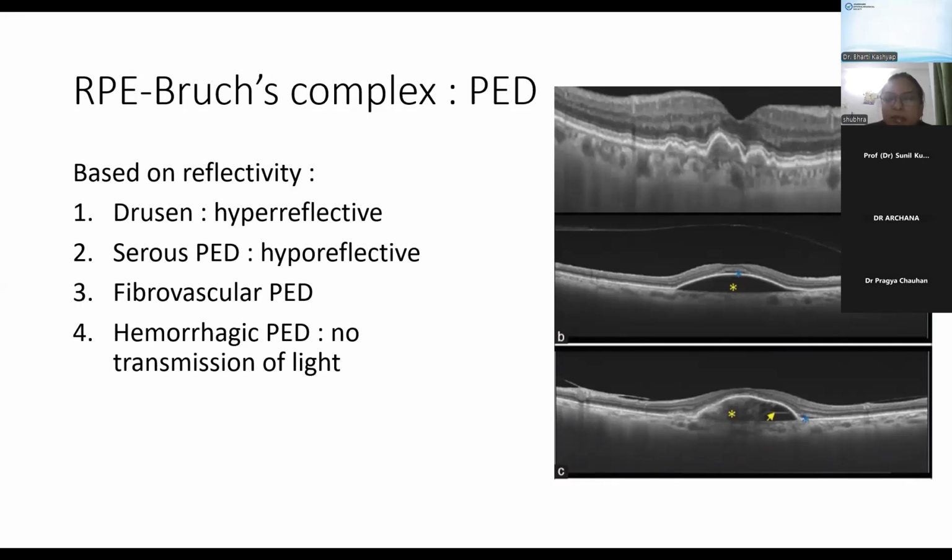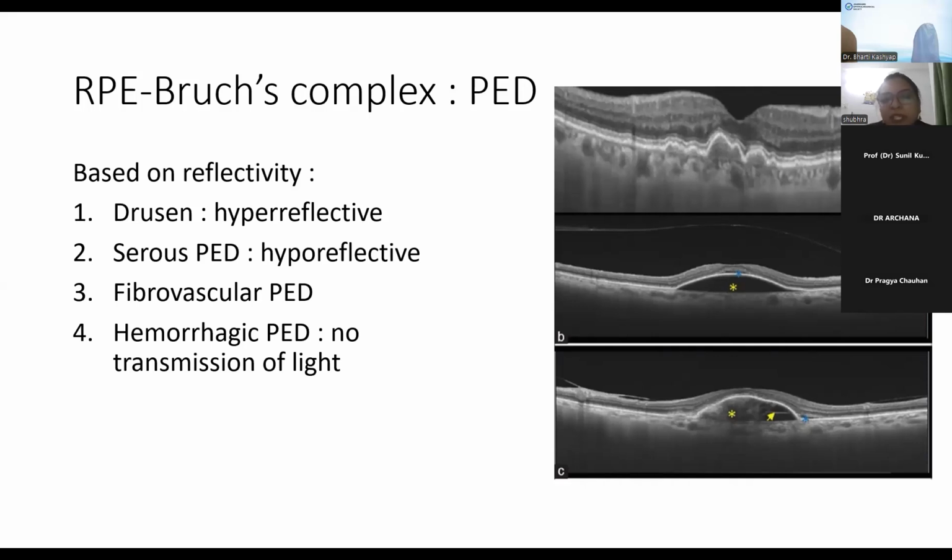Then comes fibrovascular PED. Now, fibrovascular PED will have both hyporeflective and hyperreflective elements in them, like you can see in the third picture. So you can see the yellow arrow points to the hyporeflective area. The yellow asterisk points to the hyperreflective area. So when you see this mixed reflectivity, you call it a fibrovascular PED.